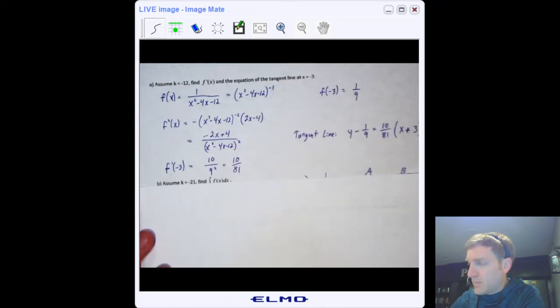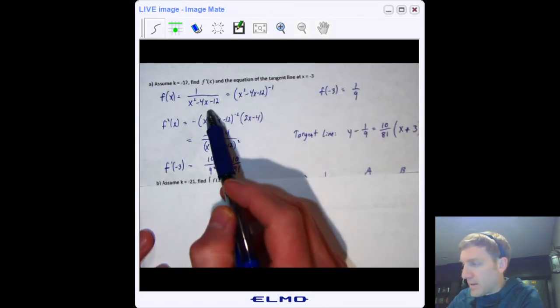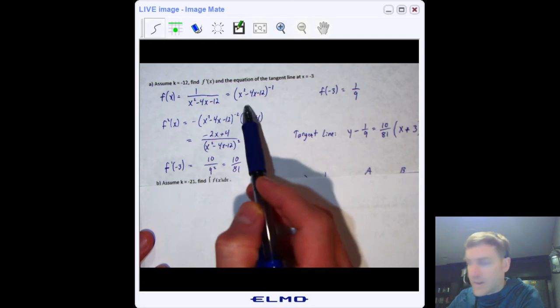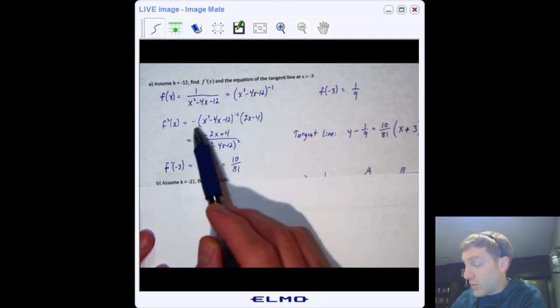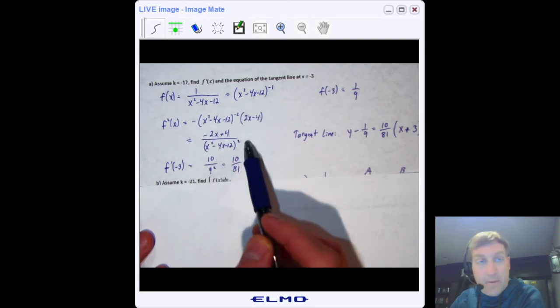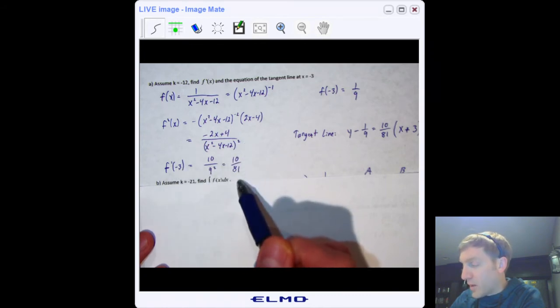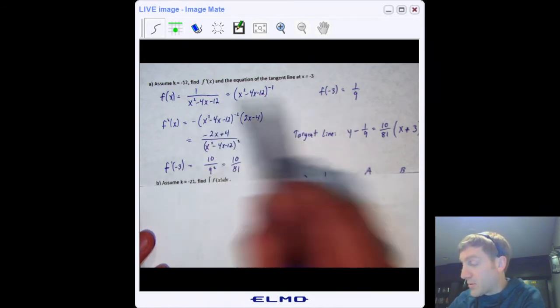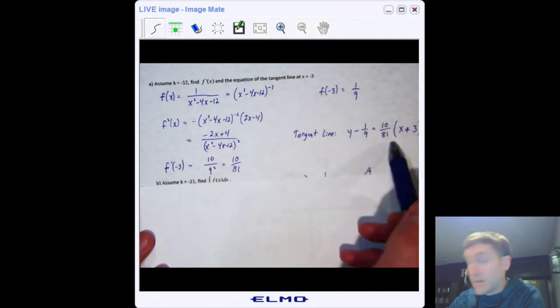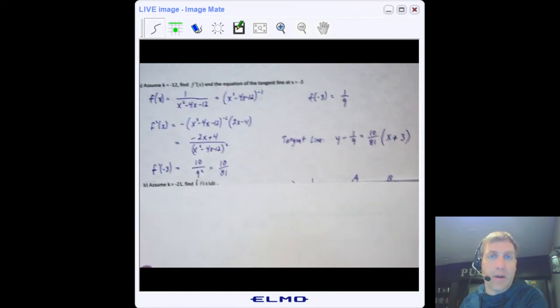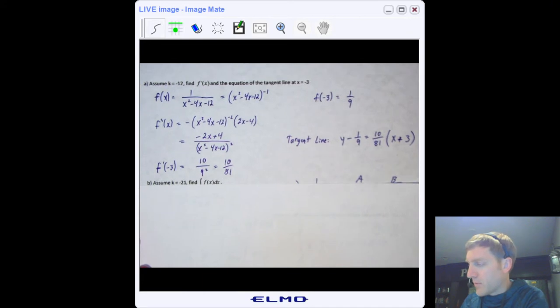So plug in negative 12 for k, and this is your function. Do the derivative with the chain rule, and you get this, which comes down to here. Then you plug in negative 3, and you get the slope of the tangent line is 10 over 81. Plug negative 3 in the original function to get the point, and then just do your point slope form for the equation of the tangent line. All right, pretty straightforward there.